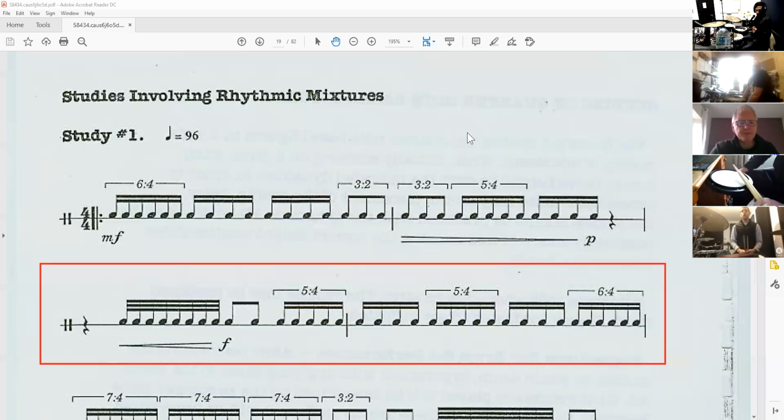1, 2, 3, 4. 1, 2 and the 2 and the 3 and 4 and the go 1 and the 2 and the go 3 and the 4 and the 4 and the 1, 2, 3, 4. 1, 2 and the 2 and the 3 and 4 and the go 1 and the 2 and the go 3 and the 4 and the 4 and the.